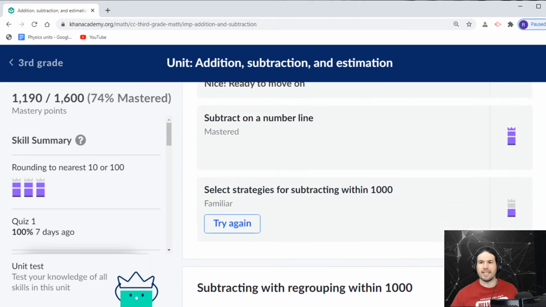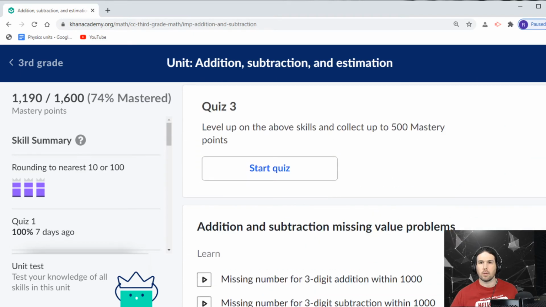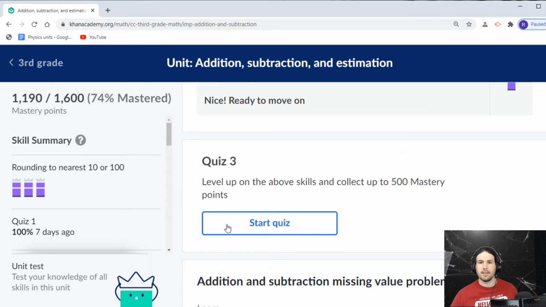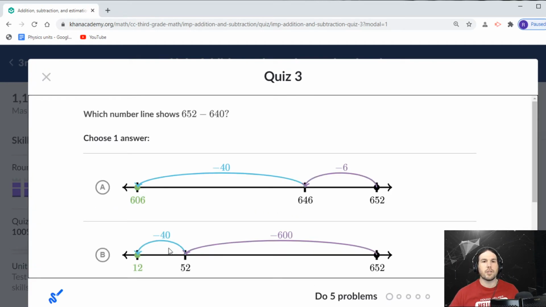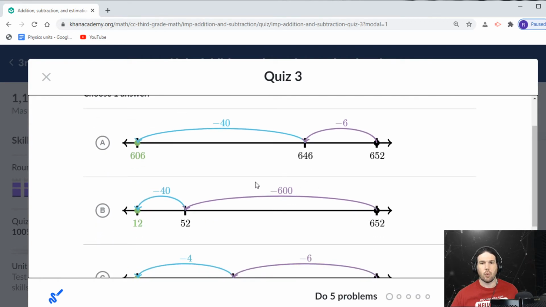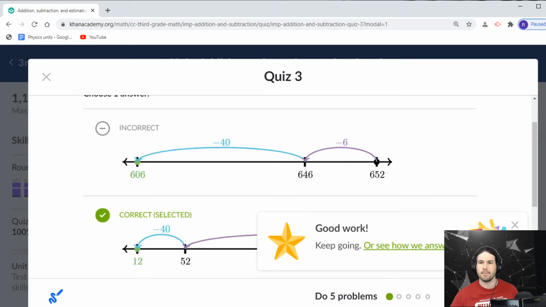What do we have next? We have a quiz. Let's do it. Which number line shows 652 minus 640? Well, it's going to start at 652, and then it's going to take away 600, and then it's going to take away 40, and it's going to end up at 12.